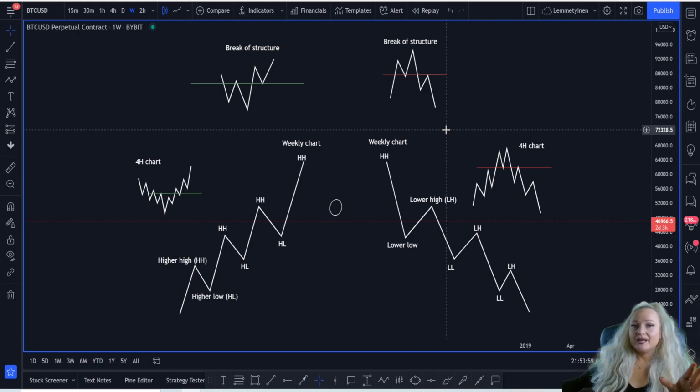As long as you're combining a minimum of 2 or 3 time frames, you can use different ones, but you have to use a higher time frame, and then you break it down to the lower time frames to see the break of structure for you to be able to take a long position or a short position.